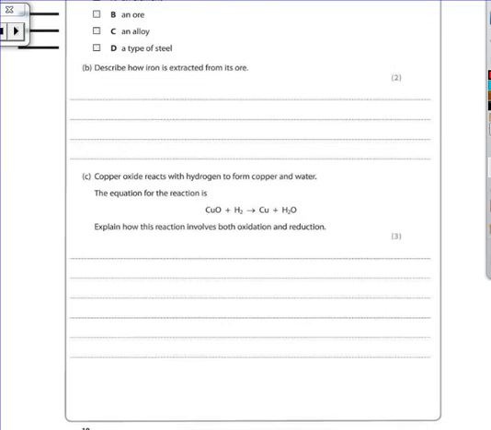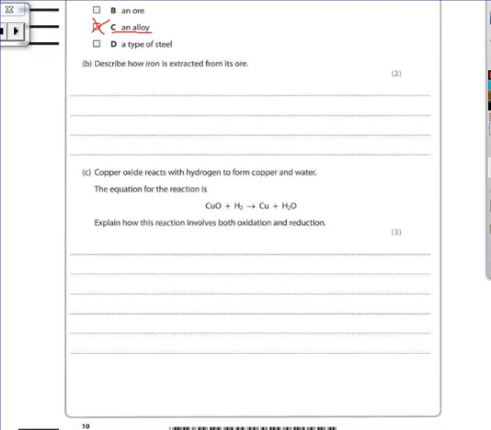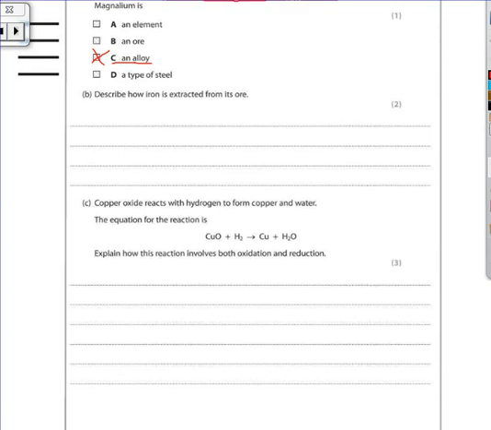Okay, so now next question, question 3. Metals. Aluminium and magnesium are melted together to form magnesium alloy. Magnesium must be an alloy. So one or more metals mixed together forms an alloy. Describe how iron is extracted from its ore.